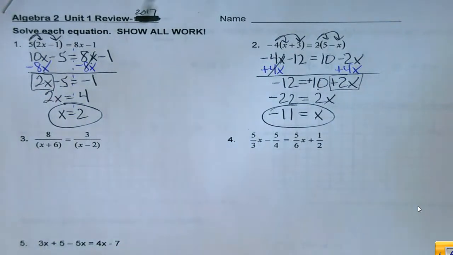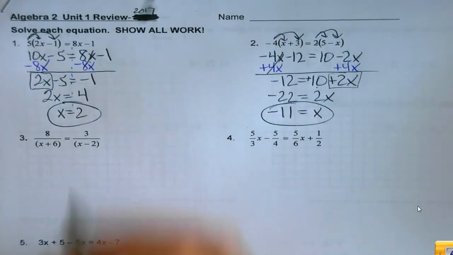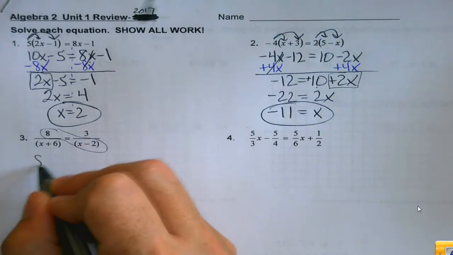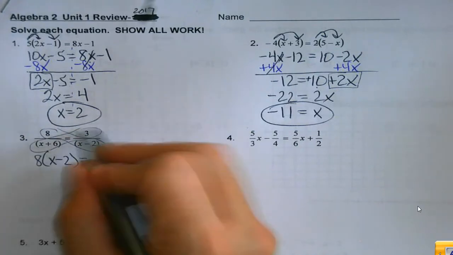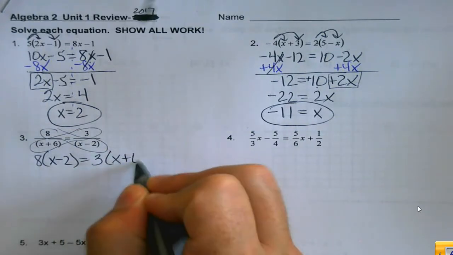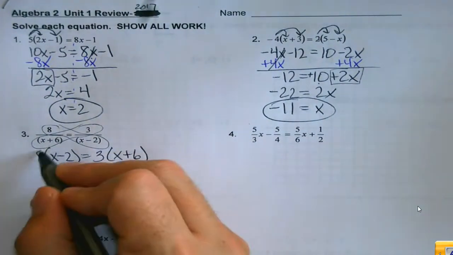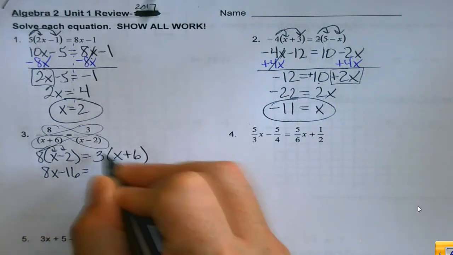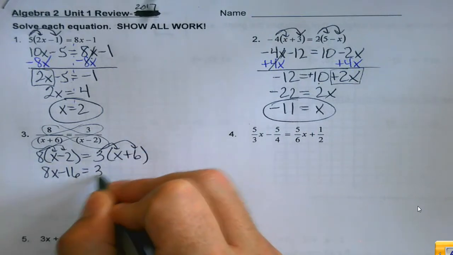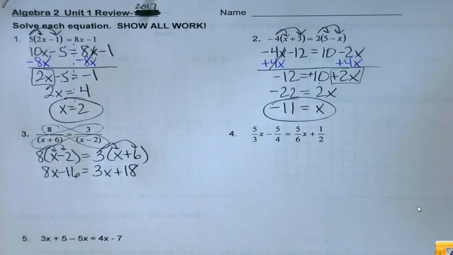Like on number 3. I believe I was nice on the test as well and put the parentheses in, but if I didn't, you need to remember to. Because when I go to cross multiply, that 8 needs to go with your x and your minus 2. The 3 needs to go with your x and your plus 6. So when I go to distribute, that goes through. And now it just basically looks like numbers 1 and 2 did.